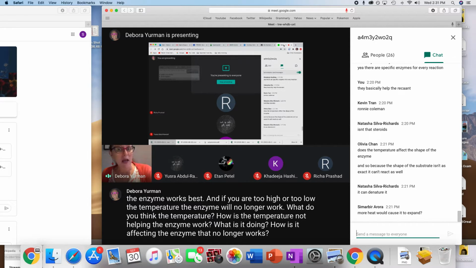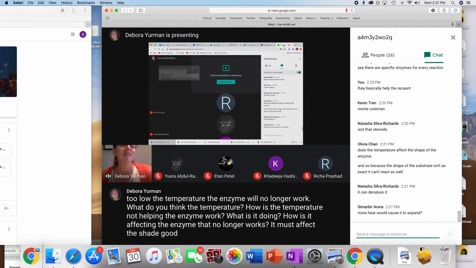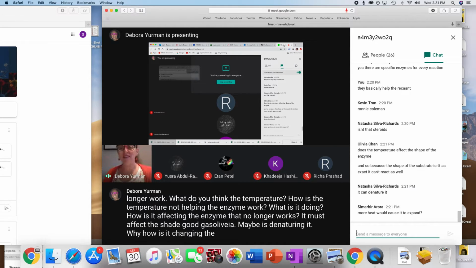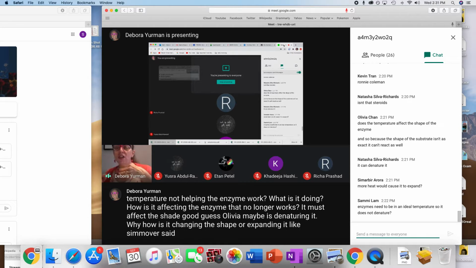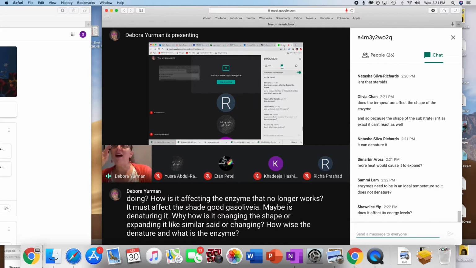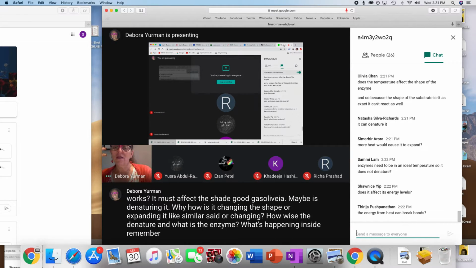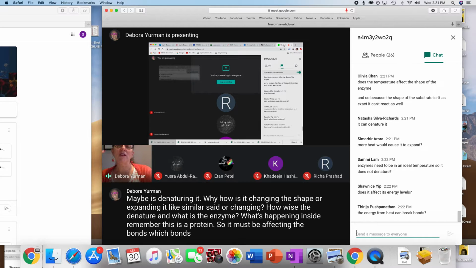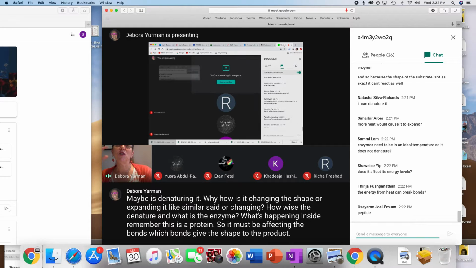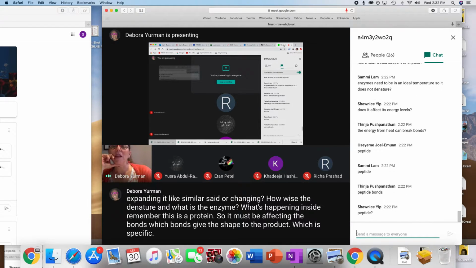It must affect the shape. Good guess, Olivia. Maybe it's denaturing it. Why? How is it changing the shape or expanding it, like Simaver said? Why is it denaturing? What's happening inside? Remember, this is a protein. So it must be affecting the bonds. Which bonds give the shape to the protein? Which specific structure is being affected?